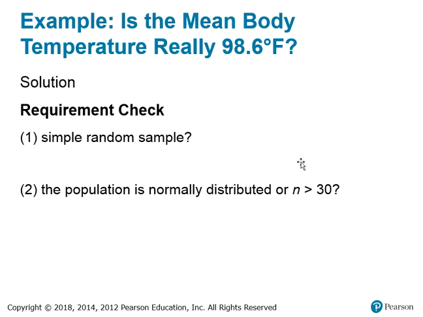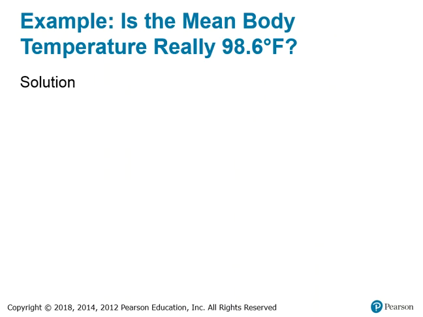Is it a simple random sample? As far as we know it is. Is the population normally distributed, or is n greater than 30? Well, we have an n of 106, so our n is definitely greater than 30, so I'm not going to worry about this. I don't need to draw a histogram or a normal quantile plot to see if it is, because I have met one of the requirements and it is an OR, so I'm good to go. So on this one, I'm just going to do the p-value method to check for the test.